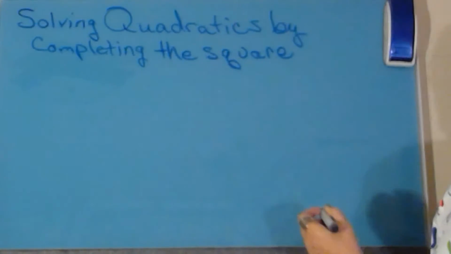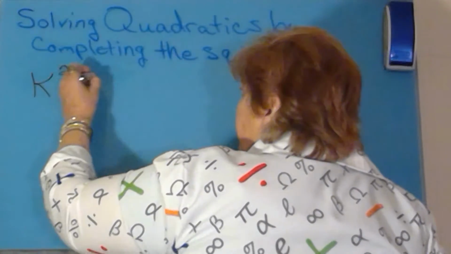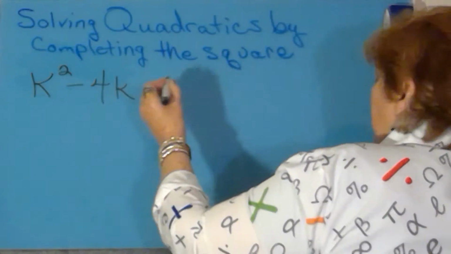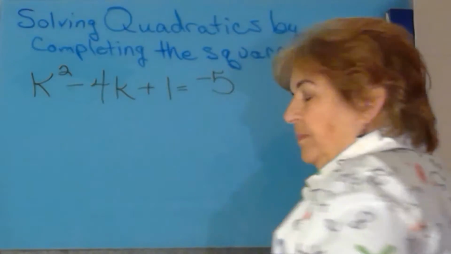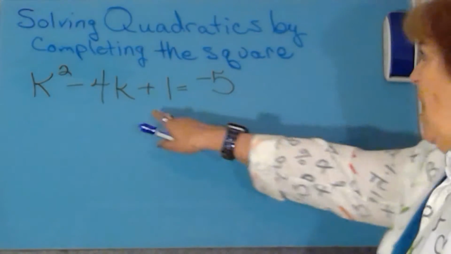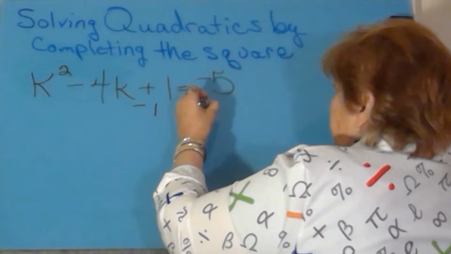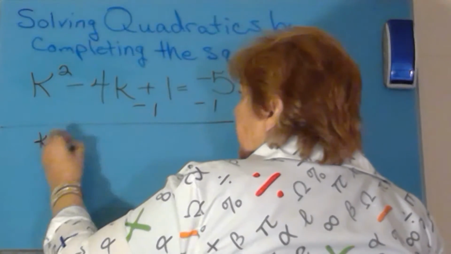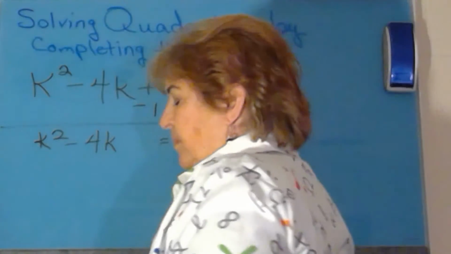Let's look at k squared minus 4k plus 1 equals negative 5. Again, we don't need the plus 1 on this side, so we're going to take it to the other side. And that's going to give me k squared minus 4k equals negative 6.